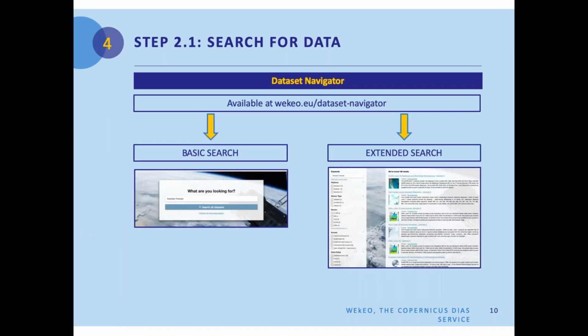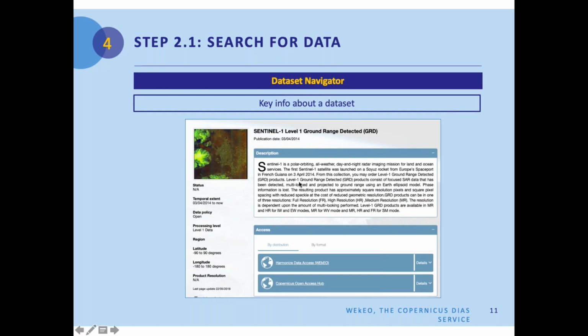Having seen the two ways that we can find data sets, let's see how we can find the key information about a data set. Basically, usually we have a description of the data set and then some more additional information on the left side of the page.